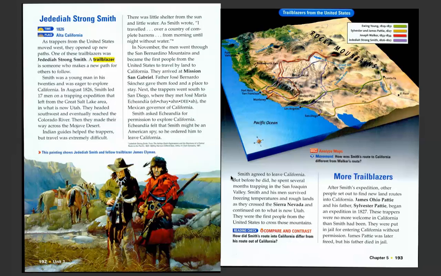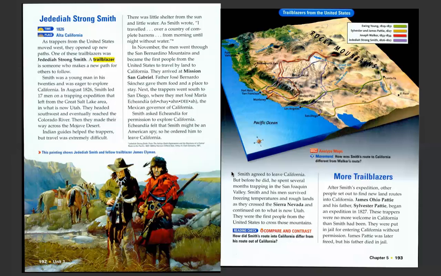I'm on page 193. So here you can see this map. Here's a key up in the right-hand corner. So you'd have to find and follow the colored trails, but it tells you who these people were: Ewing Young, Sylvester and James Patty, Joseph Walker, and Jedediah Strong Smith. So you can see the different paths that they tried to take to get to California. Here's California over here on the west.